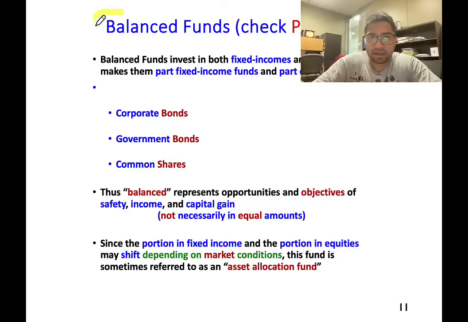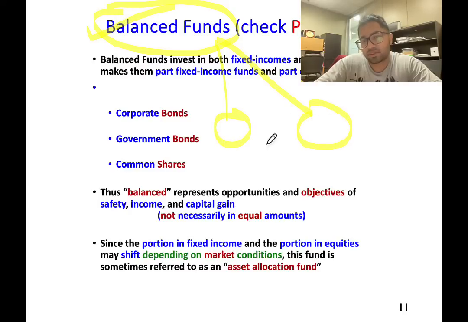Then in equity funds, you will also find balance funds. So what are balance funds? Balance funds invest in stocks and bonds both. So they are a combination of funds that invest in equity and bonds, so they have exposure to stock markets and fixed income markets. Balance funds invest both in fixed income and equities, which makes them part fixed income funds and part equity funds. So they generate capital gains and dividends from equity investments, and they also generate coupons, that is interest income, from fixed income. They invest in corporate bonds, government bonds, and common shares.